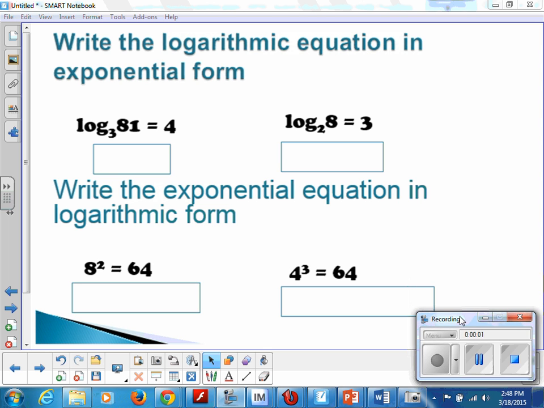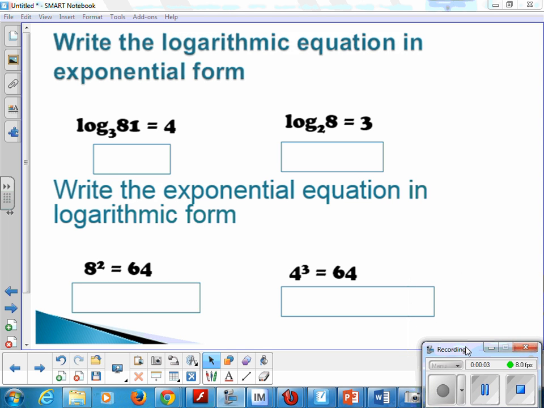Because this is part 2 of the notes that we took yesterday. It was on logarithmic functions and their graphs. Okay, so we left off on log base 3 of 81 is equal to 4. How do you rewrite this as an exponential function? 3 to the power of 4 equals 81.